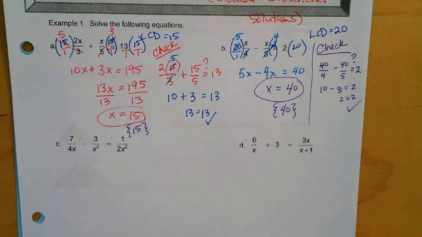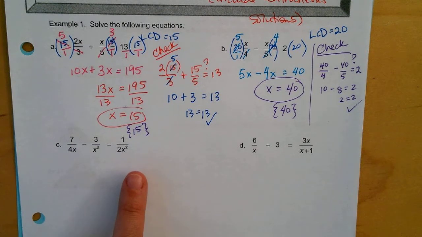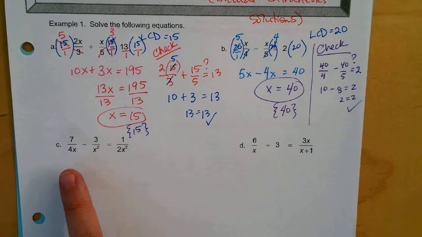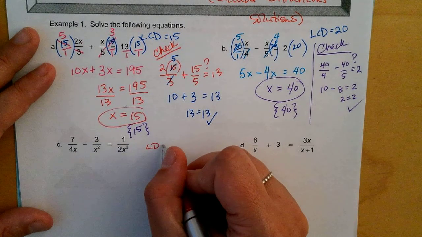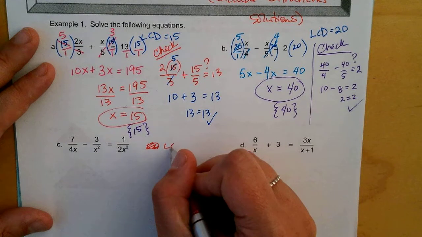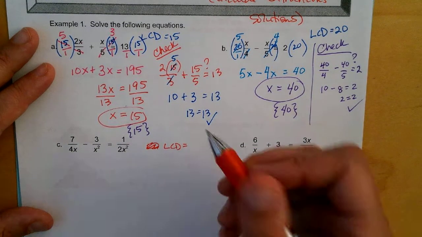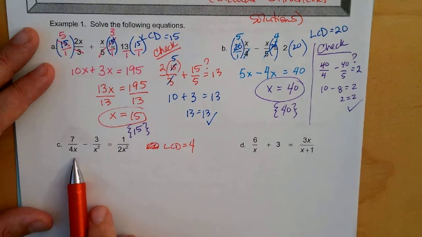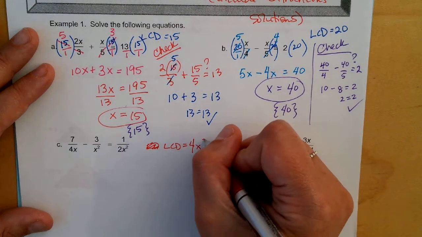Okay, now this gets a little more complicated because you see here we have variables in the denominator. We have to consider what is the lowest common denominator with the numbers, the coefficients, and the variables. So when you look at the coefficients, what's the lowest common denominator, or LCD, of the numbers? 4, yes. And then what's the lowest common denominator of the variables? It's going to be x squared.